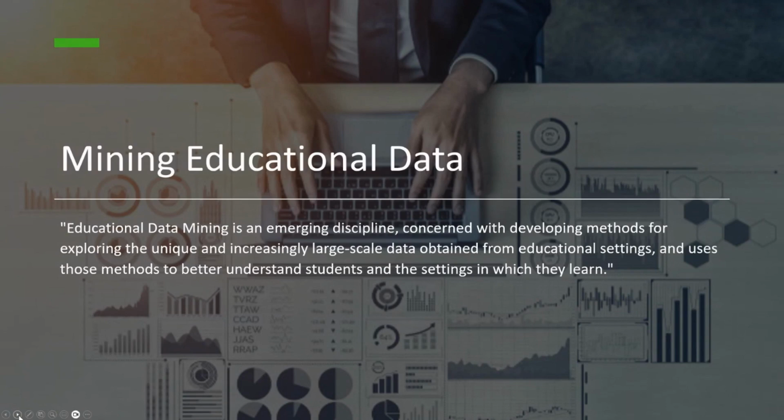Now, when it comes to educational data mining as such, it's a pretty huge discipline, or you can say it's an emerging discipline as of today in the educational technology world. It's about developing methods to explore unique and increasingly large scale data. When you say you're exploring such data, it also means you're trying to analyze the engagement data, the drop off rates, the time, the test scores, and the attendance.